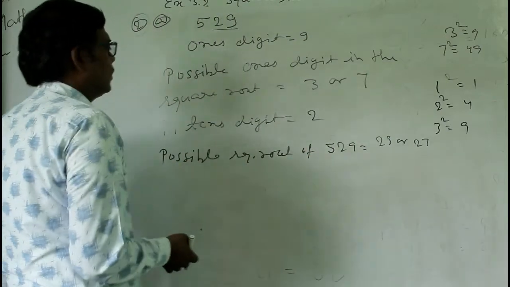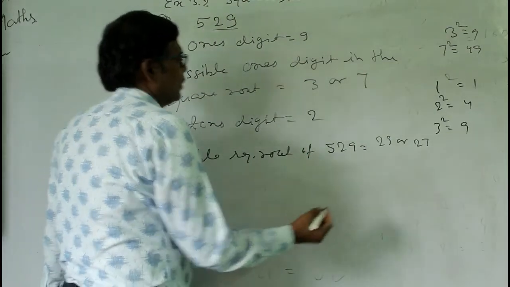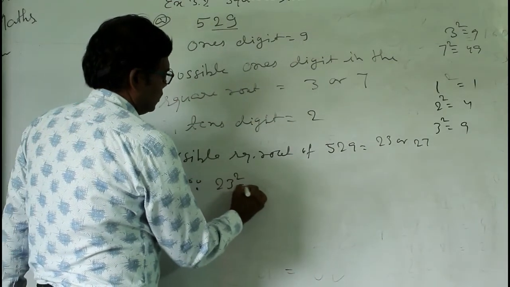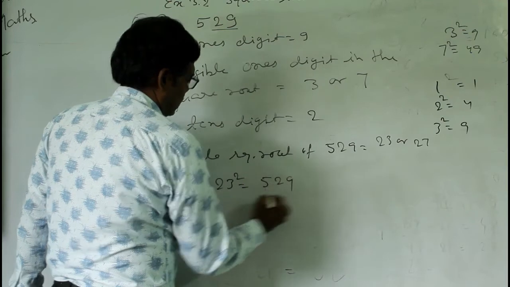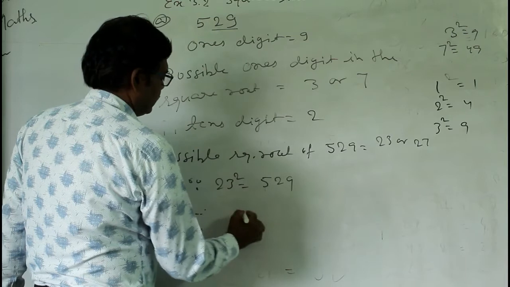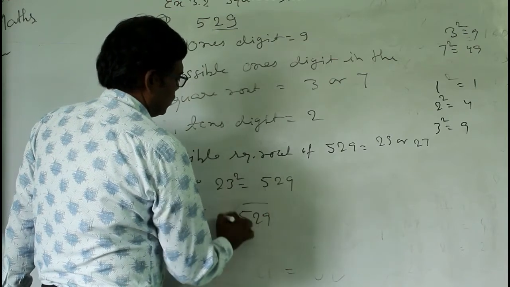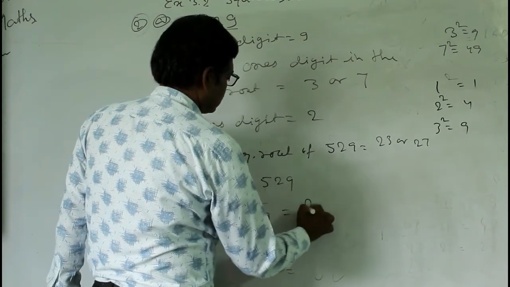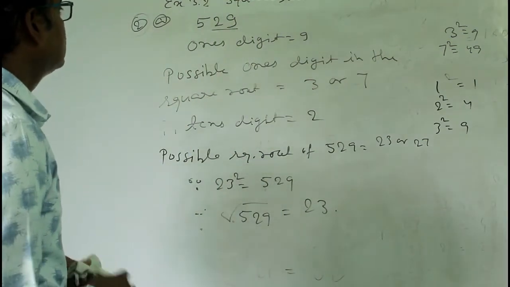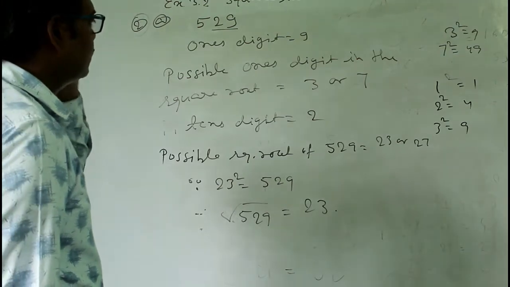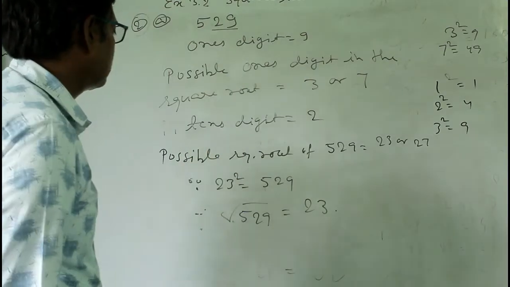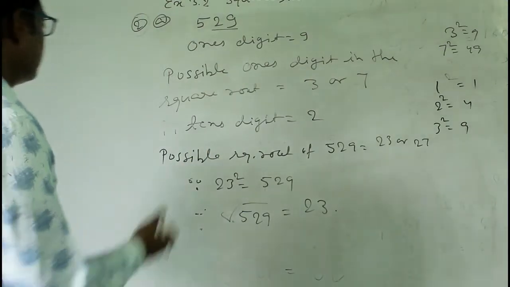Now we have to find the actual one here. So multiply. 23 square is equal to 529, and therefore the square root of this number is equal to 23. Okay, so in this way we can find it by using the ones and tens method. First we will find the ones digit of the square root and then the tens digit of the square root. And so this is the answer here.